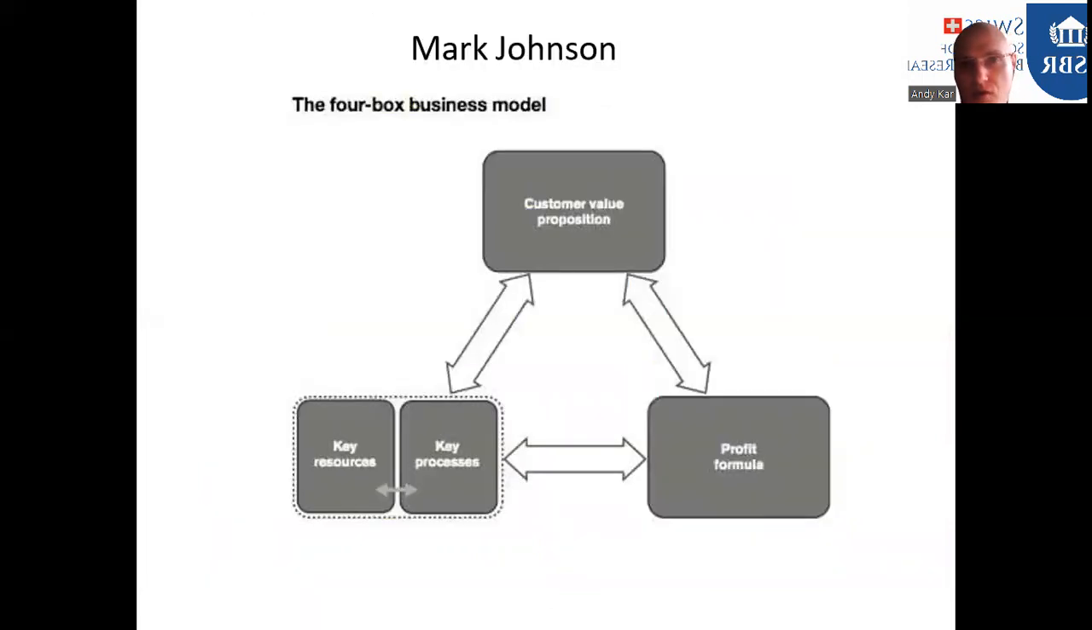And of course, we have the Mark Johnson 4-box business model, which is a model, as the term indicates, based upon 4 boxes: the customer value proposition, the profit formula, the key resources, and the key processes. Key resources and key processes are interconnected because key resources are the ones that operate the key processes. They create the value proposition, and all these things end up in our profit formula, which brings profit to our company. And this is a cycle which goes on again and again.